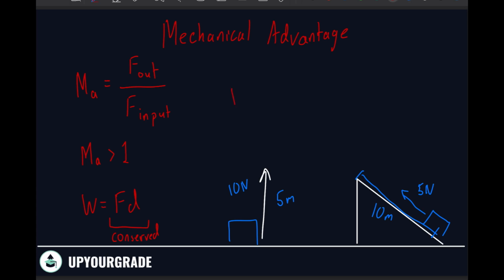So the work in the first example was equal to 10 newtons, the force, multiplied by 5 meters. And that gave us 50 joules of work. So it took 50 joules to raise the box up.